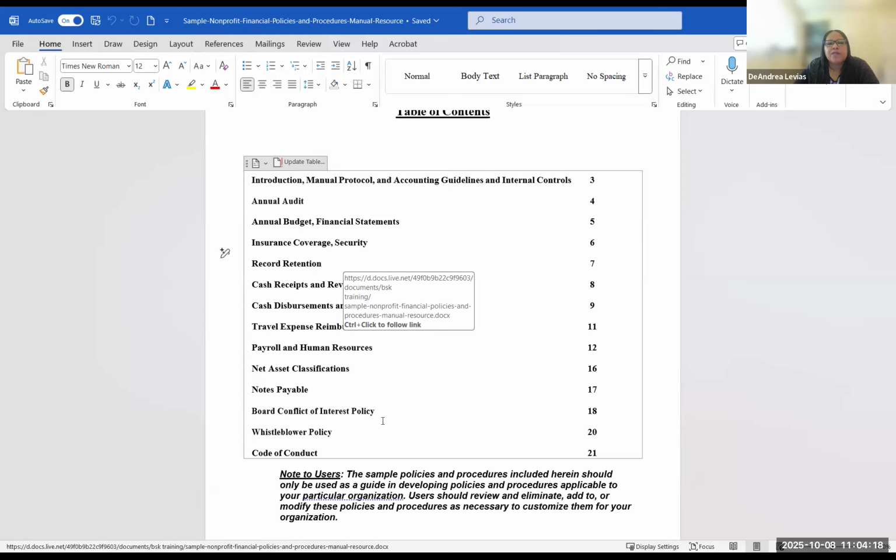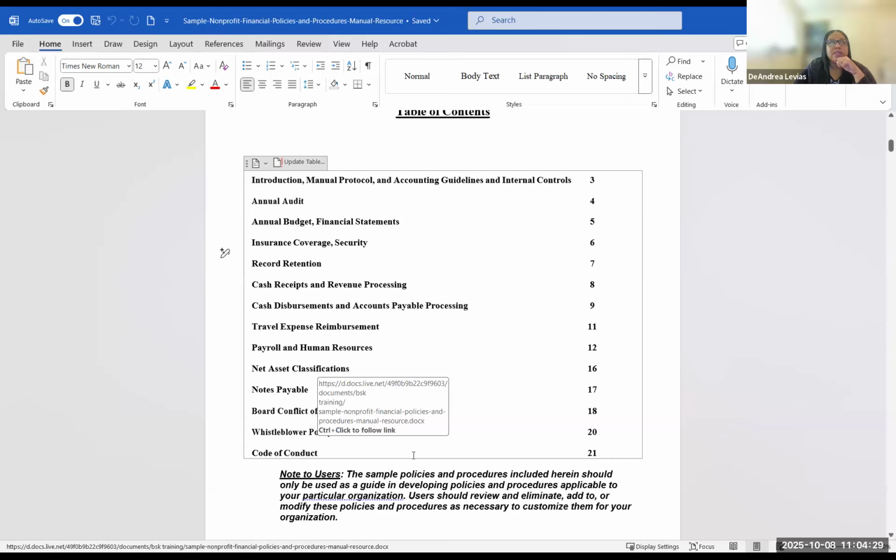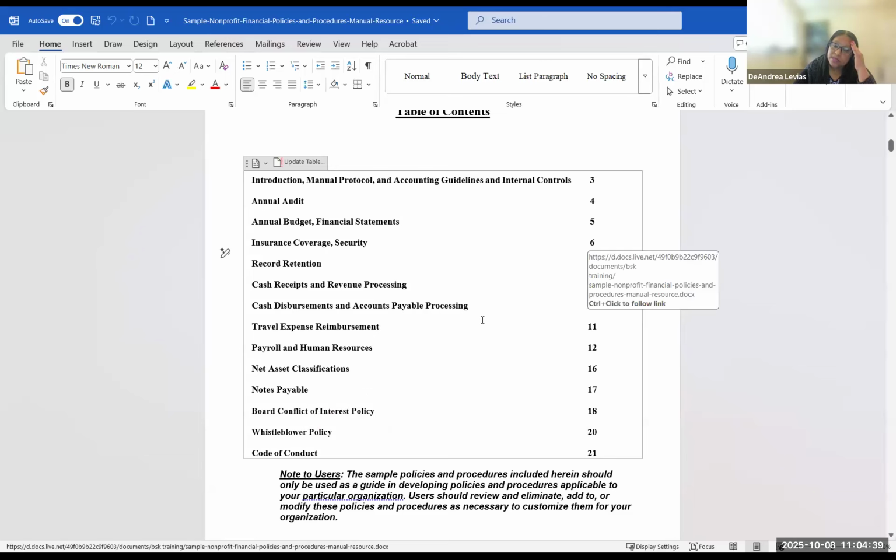It has that board conflict of interest policy in it that we talked about, as well as the whistleblower policy. One thing that's not in here that I am going to add that is in your contract, and I believe something that the county is going to start enforcing, is when you're working with subcontractors, checking the sam.gov database to make sure they're not debarred and suspended.